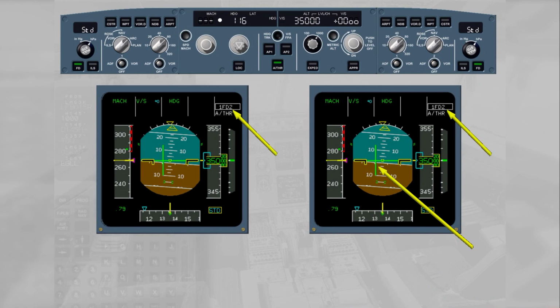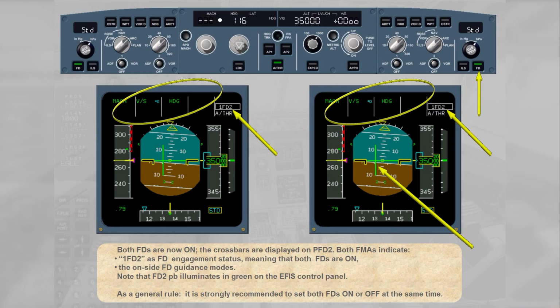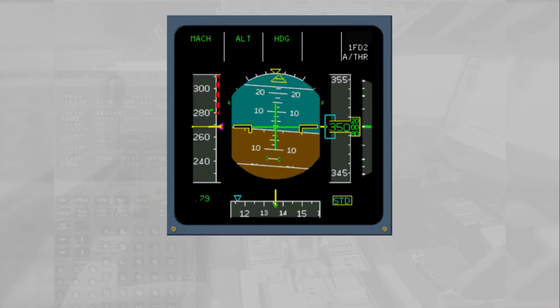Both FMAs indicate 1 flight director 2 as flight director engagement status, meaning that both FDs are on. The on-side flight director guidance modes. Note that flight director 2 push button illuminates in green on the EFIS control panel. As a general rule, it is strongly recommended to set both FDs on or off at the same time. Let's review the flight director symbols.